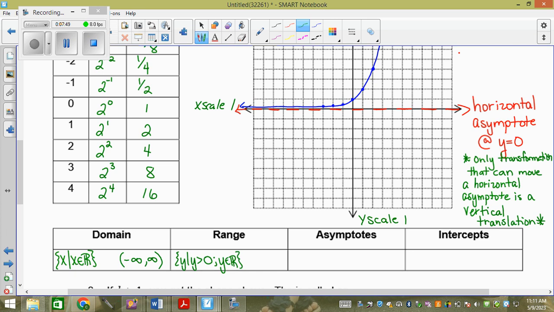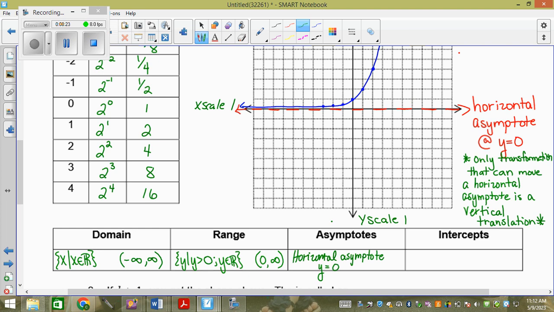In interval notation, it's greater than 0, so I have to have a round bracket for 0 to infinity, round bracket. Infinities are always round because they can't equal infinity. And in this case, the 0 has to be round because it can't equal 0. That's where the asymptote is. And the asymptote we have here is a horizontal asymptote at y equals 0.